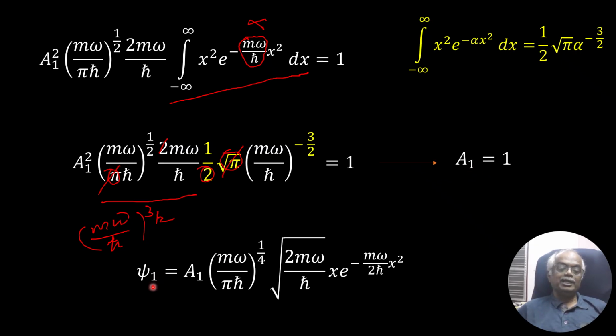So the wave function for the first excited state is this one, which we have seen some time back. Here A1 is 1. So naturally, the excited state wave function psi 1 is equal to the square root of m omega over pi h cross, power 1 over 4, times square root of 2 m omega over h cross, x e power minus m omega over 2 h cross x squared. This is the wave function of the first excited state.